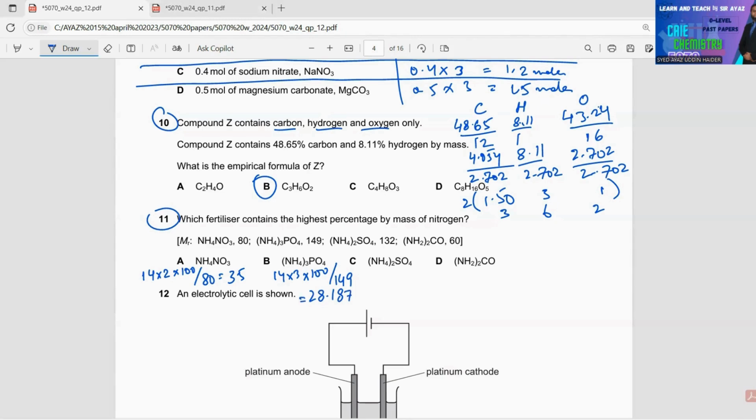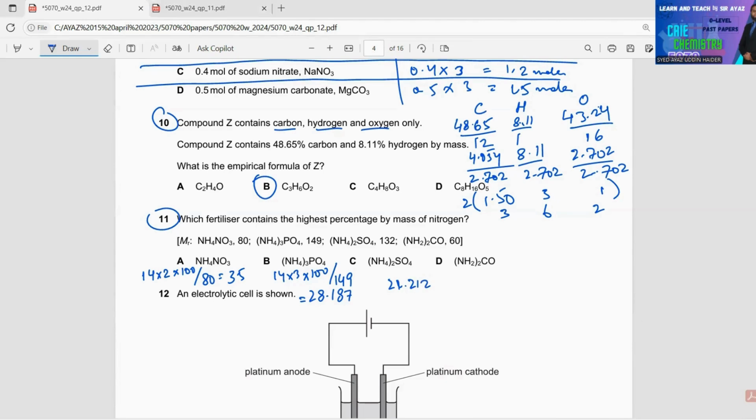What about (NH4)2SO4? Again, we are having two atoms of nitrogen, so definitely it becomes 14 multiplied by 2, 28, so 2800 divided by the MR of (NH4)2SO4, which is 132. Percentage will be 21.212.